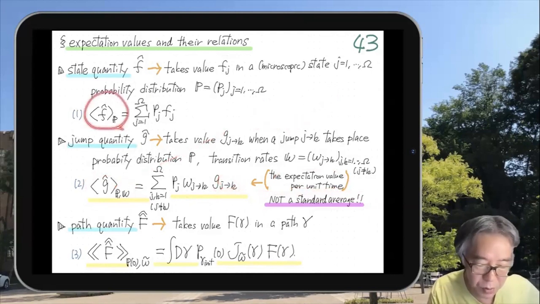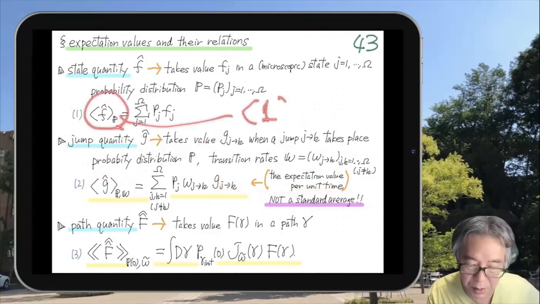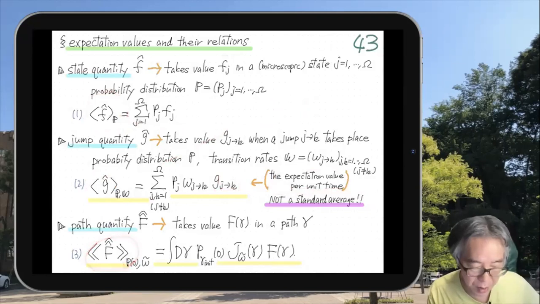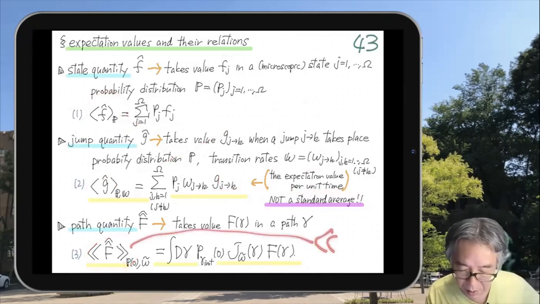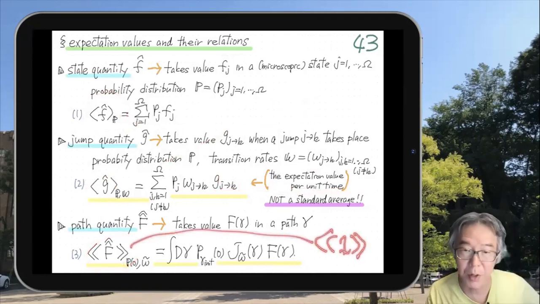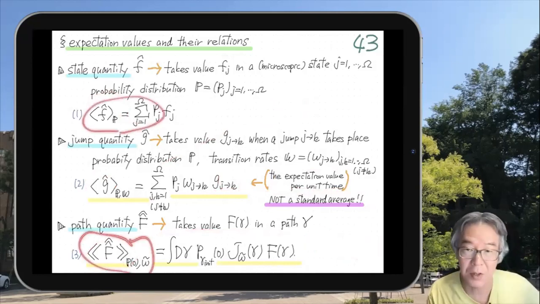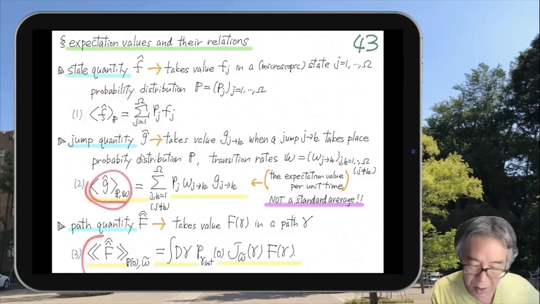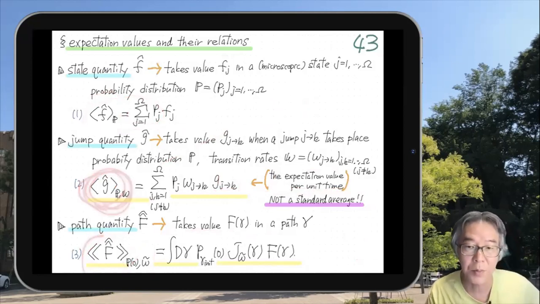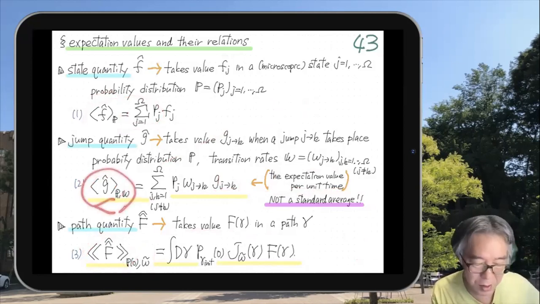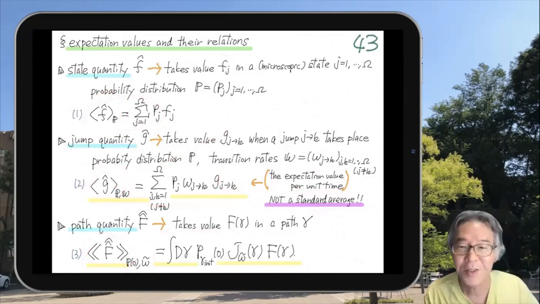And as for this one, of course, this is a standard average. So if you average 1, you get 1. And I will discuss this from now on. But even in this case, if you average 1, you get 1. Okay, so in this sense, these are standard expectation values, good averages. But this one is not a standard average. And I will again say that this is a bad notation, but still a useful notation.